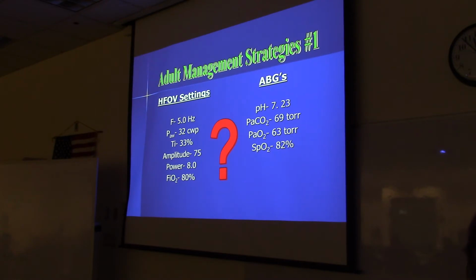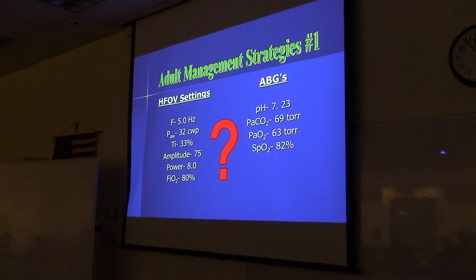So this is an adult on the ventilator with a 7.23 pH, a 69 CO2, 63 PaO2, and the saturation's 82%. We want to get the pH up to, what, at least 7.25. So we have to blow off some CO2.